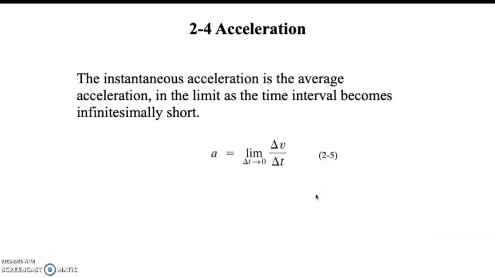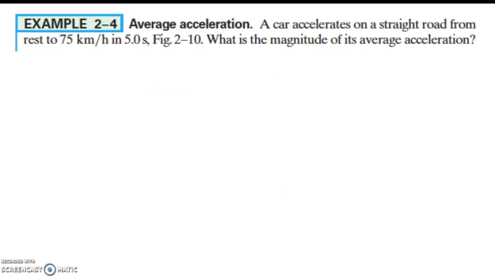The instantaneous acceleration is the average acceleration in the limit, just like we talked about with instantaneous speed. And again, could this come up? Yeah, if you have a graph, you could find instantaneous acceleration. Read this problem.